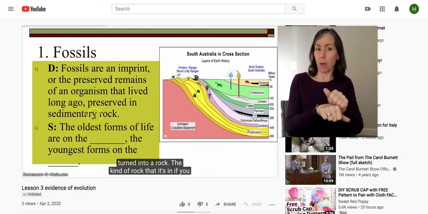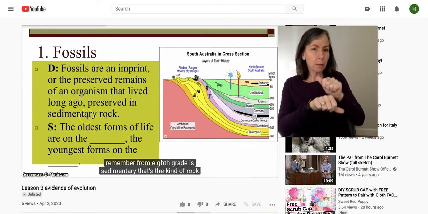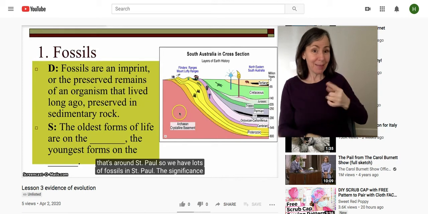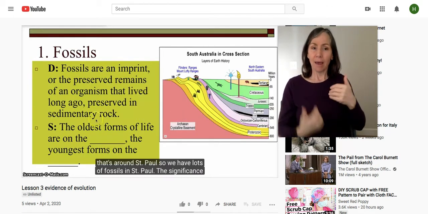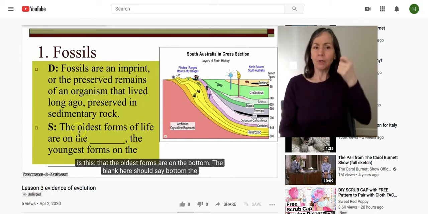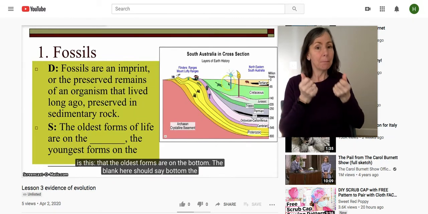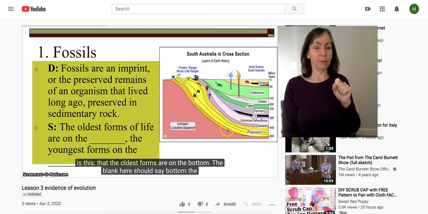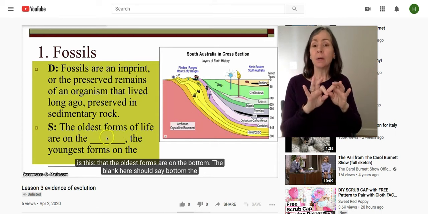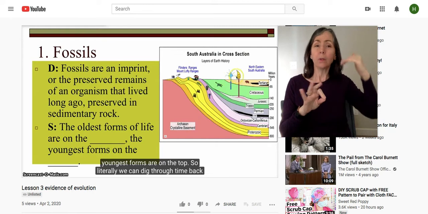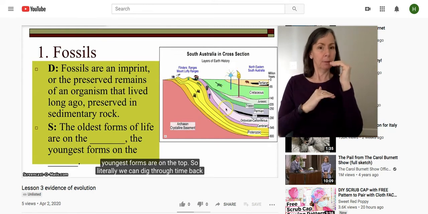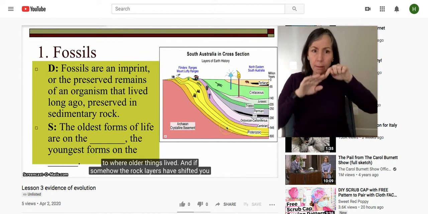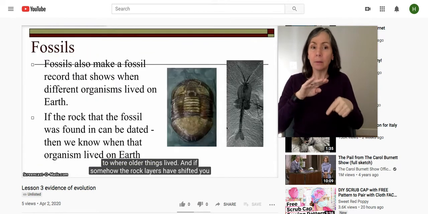Kind of rock that it's in, if you remember from 8th grade, is sedimentary. That's the kind of rock that's around St. Paul, so we have lots of fossils in St. Paul. The significance is this, that the oldest forms are on the bottom. The youngest forms are on the top. So literally we can dig through time back to where older things lived.